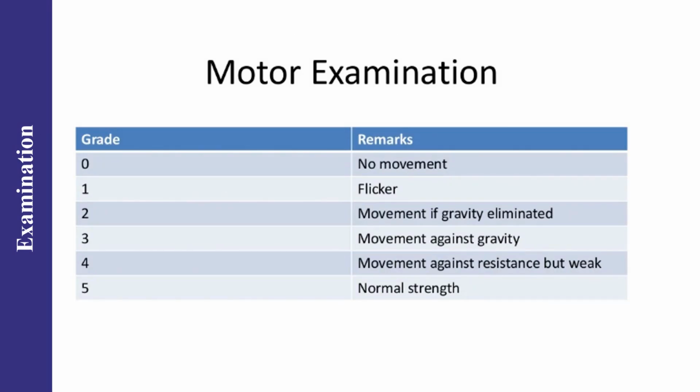Next comes the motor examination. It's just to refresh the basics. For grade 0, there will be no movement. If there is any flicker, it's grade 1. If there is movement only with gravity eliminated, it is grade 2. Movement against gravity is grade 3. Movement against resistance, but weak, is grade 4. And the normal strength is grade 5.